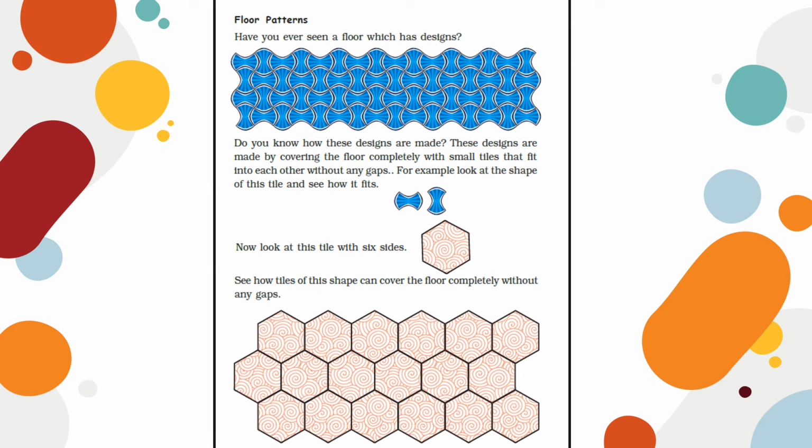Next we have floor patterns. If you have noticed, there must be a tiled floor at your home made of beautiful patterns like these, right? Usually there is only one type of tile, which is kind of like this, or any shape, put together in a way that there is no gap between them and it forms a pattern. So there was this one tile which gave this pattern, one tile which gives this pattern.